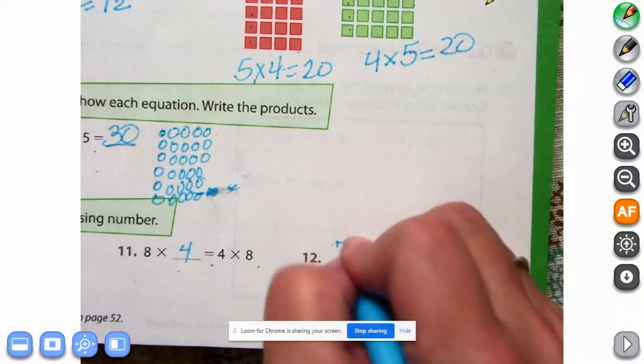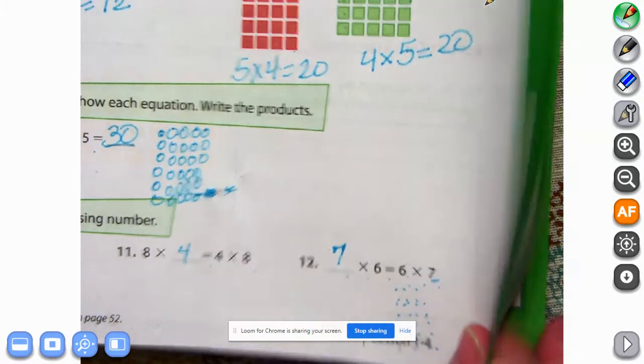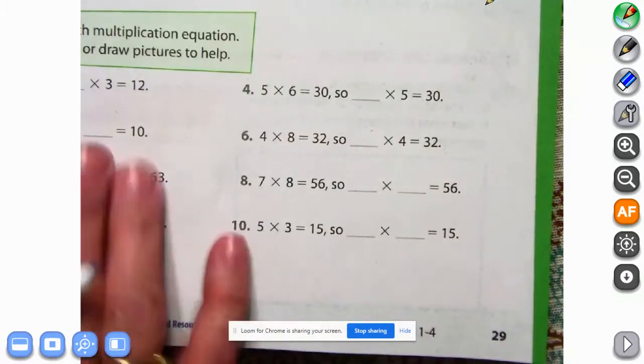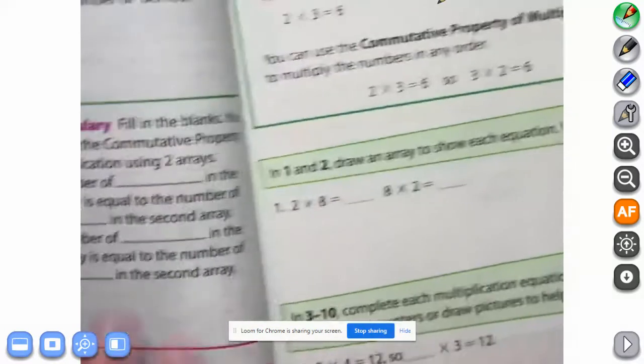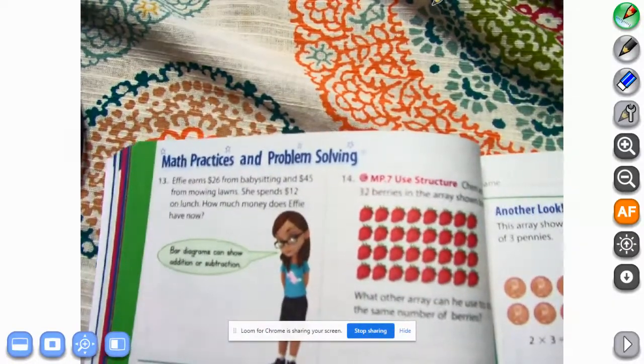Okay. I think you have that all down. Go ahead and turn the page to page 28.